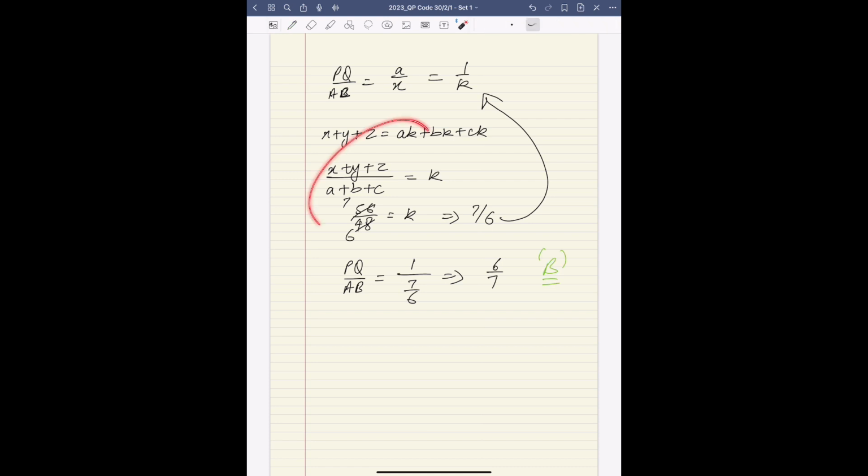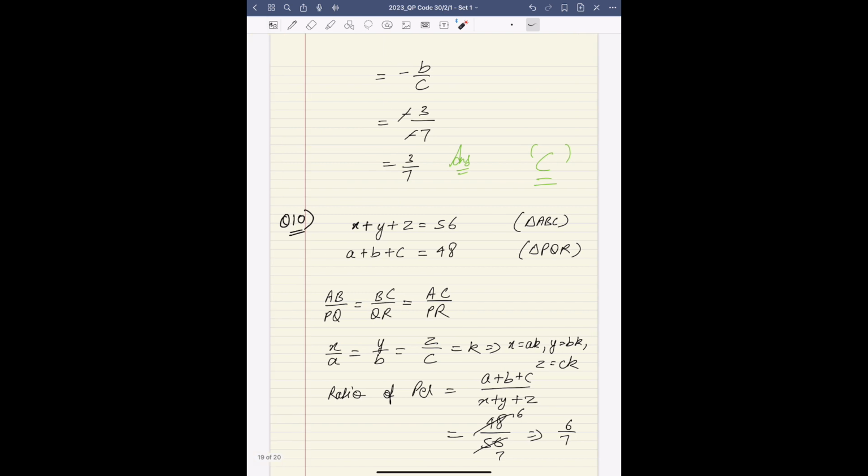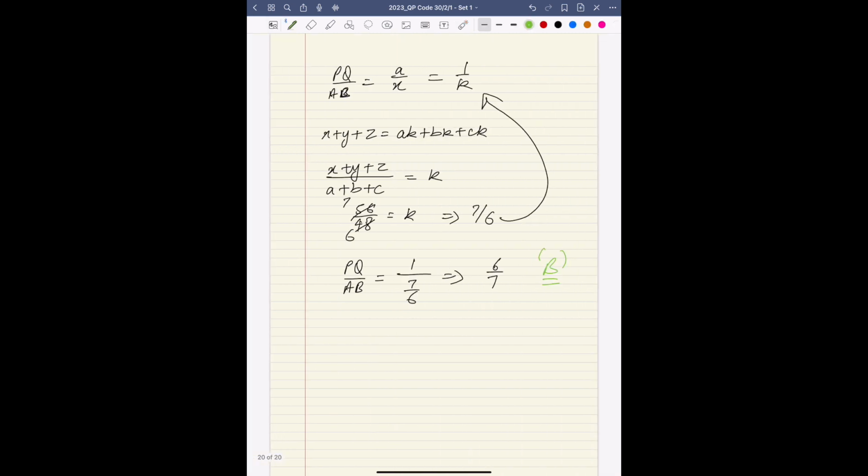This is just to explain to you how, in similarity of triangles, the ratio of perimeters will be the same as the ratio of sides, because you can find the value of k, and k will give you all the ratios of all the sides and they're all the same. Okay, moving on to question number 11.